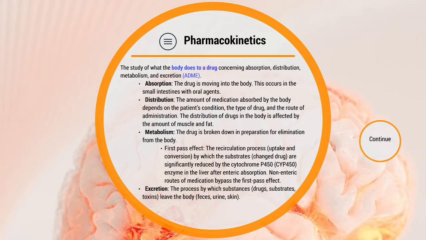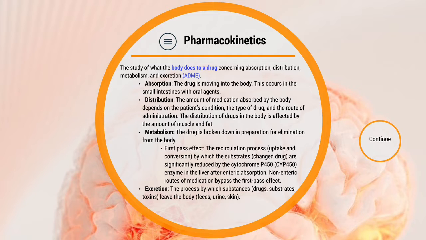We are talking about the recirculation process, the uptake and conversion by which the substrates change the drugs and are simply reduced by the cytochromes P450. Okay? Enzymes in the liver and after the enteric absorption. Non enteric routes of medication bypass the first pass effect. Okay? So, metabolism, the drug is broken down, and then you have the first pass effect.